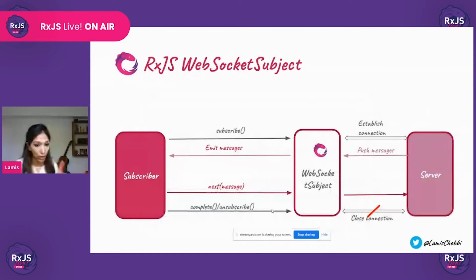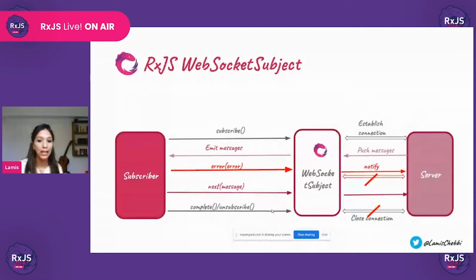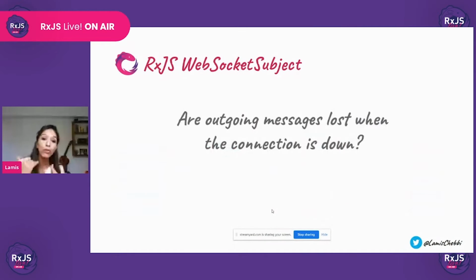So the previous diagram, if you remember, will be complete if we add this arrow, which is the error, and this will notify the server and then close the connection. Yeah, and here we have an exhaustive list of events. Now, are outgoing messages lost when the connection is down? And the answer here is no, they are buffered, okay?